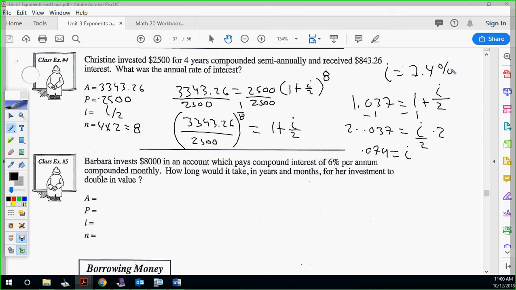Okay, last couple here. Barbara invests $8,000 in an account which pays a compound interest of 6% per annum, compounded monthly. How long would it take in years and months for her investment to double in value? So we want her investment to double in value, so we're going to go 16,000. Her principal is 8,000. We know her interest, and it was compounded monthly, so it's going to be 0.06 divided by 12. And we're trying to figure out number of years. But we know it's going to be 12 times the number of years, right?